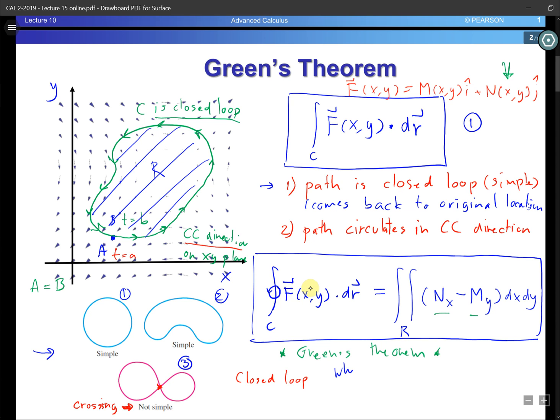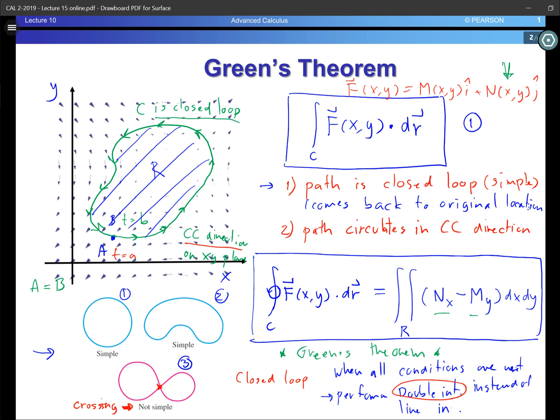When all conditions are met, this is the key point: perform double integral instead of line integral. I mean, based on my experience, double integrals are easier to do than line integrals.